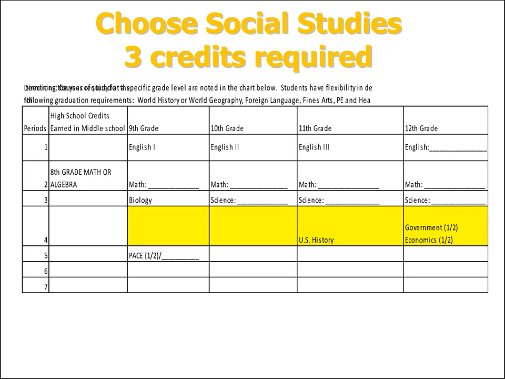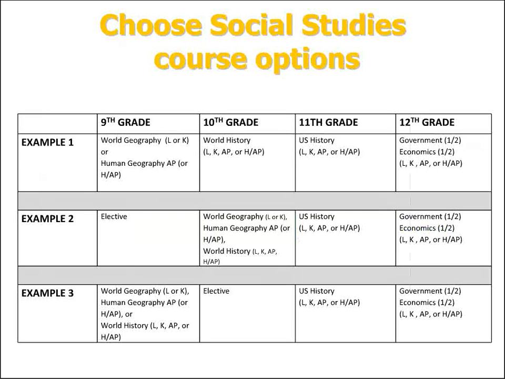Your next choice for your third credit means that you get to take one of the following: World Geography, World History, or Human Geography AP for those who may be interested in taking an AP course as a freshman. They have the flexibility in determining the course and the year of study that you can take these three courses: World Geography, World History, or Human Geography AP. So let's take a look at some of these examples.